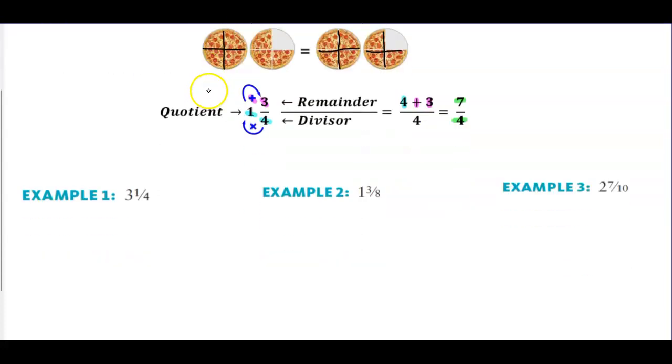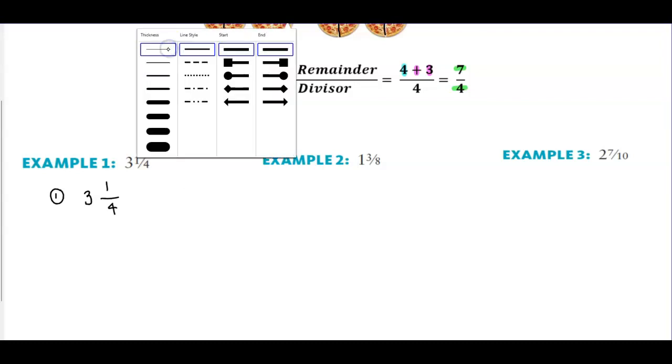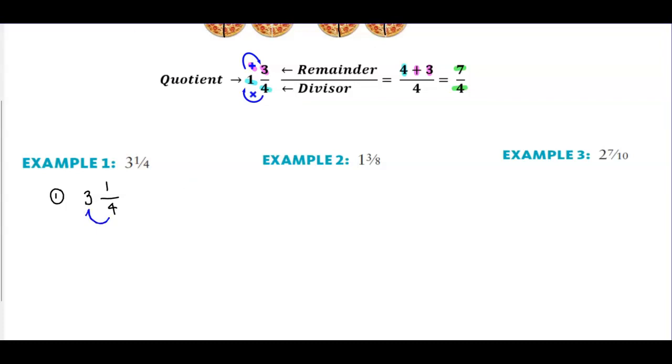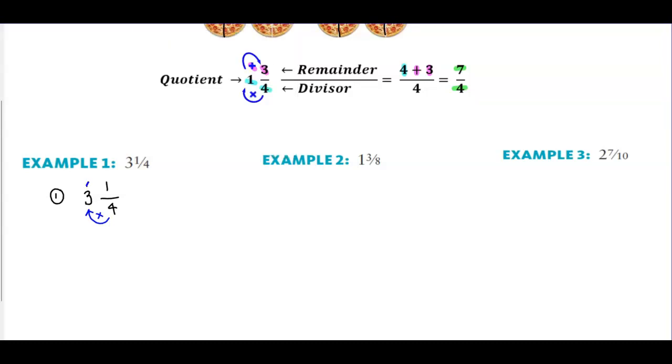Okay, now let's take a look at these next 3 examples. So we have all mixed numbers. We want to convert them to improper fractions. So we're going to write out our mixed number, which is 3 and 1/4. The first thing we're going to do is take 3 and multiply that by 4, or 4 times 3. And then we're going to take that number and add 1.